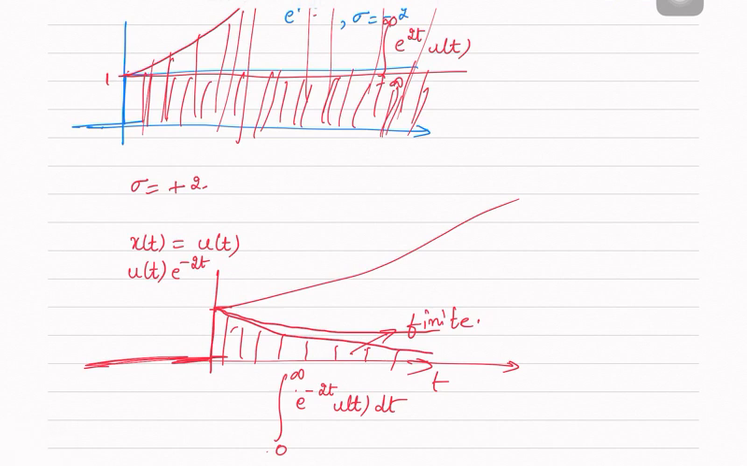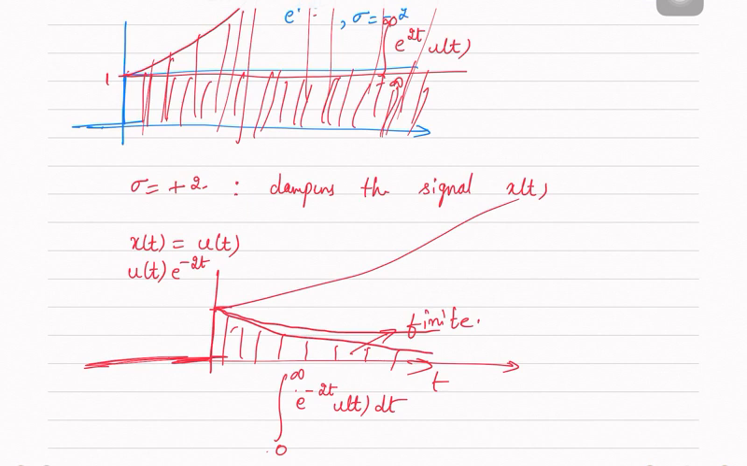So you have the flexibility of choosing the value of sigma. What sigma does is, sigma basically dampens the signal x of t. By selecting the value of sigma appropriately, you can make the product x of t into e power minus sigma t converge. And this is one of the main advantages of using the Laplace transform.